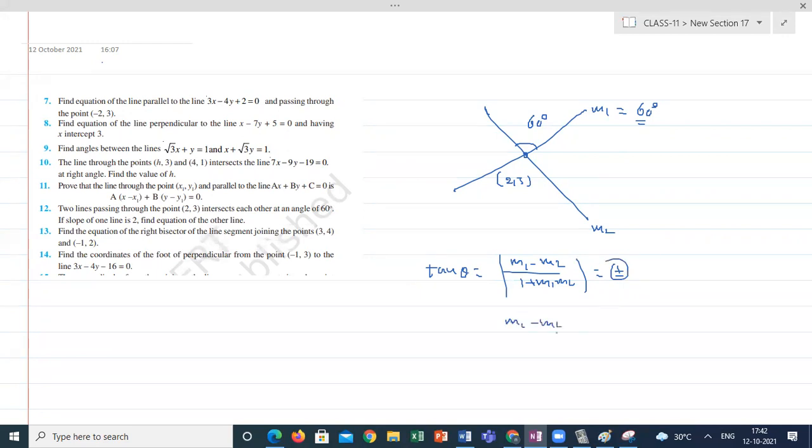So M1 minus M2 by 1 plus M1 M2 is equal to tan 60. How much is tan 60? √3. So 2 minus M2 by 1 plus 2 M2 is equal to √3. Please solve and let me know what answer you are getting, or directly put it here. And take plus or minus and tell me what answers you are getting.